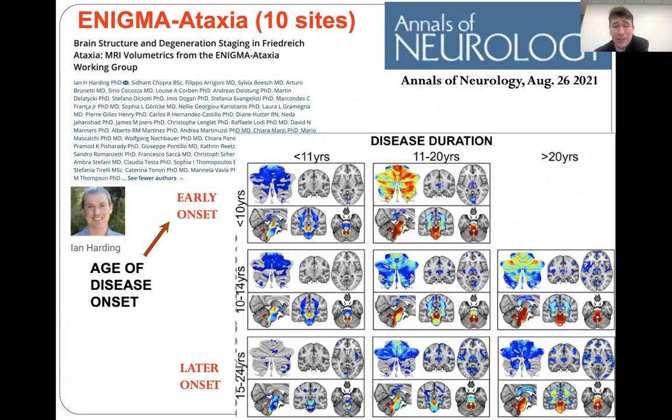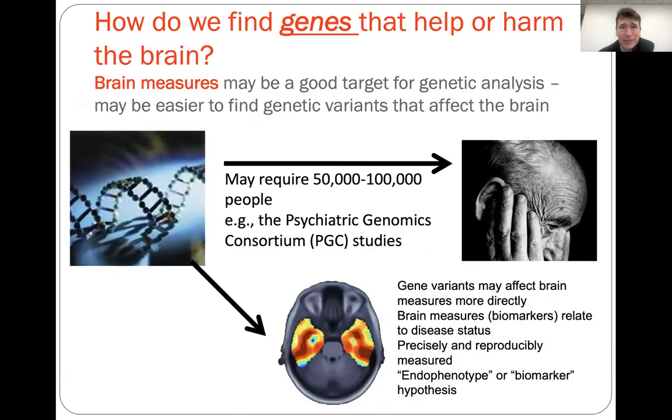This can also be applied to the cerebellum. The ataxia working group categorized people with ataxia into early versus late onset groups, and also patients that had the disorder for different durations. And as you can see, there's a great interest in stratifying this data and looking at the characteristic patterns at different stages.